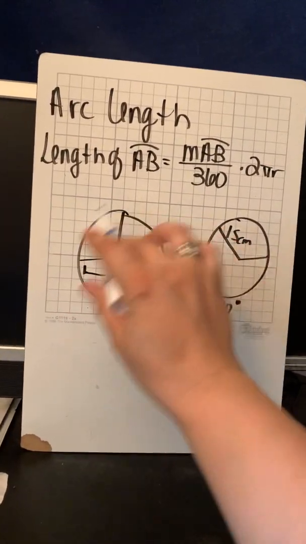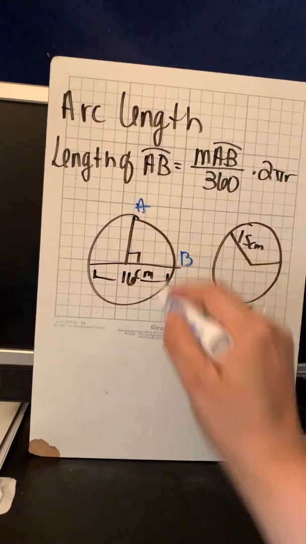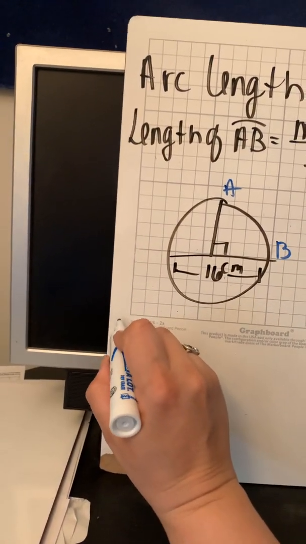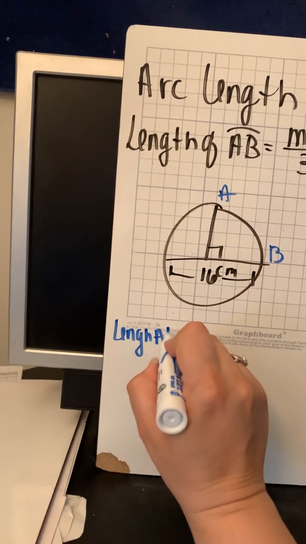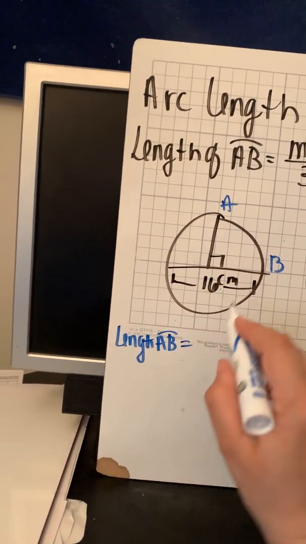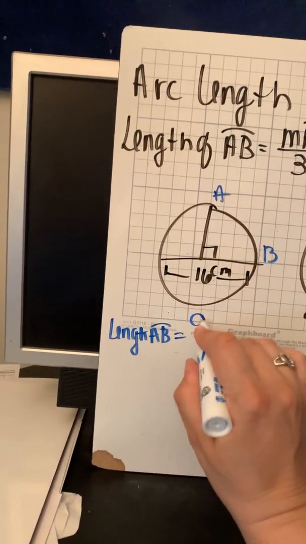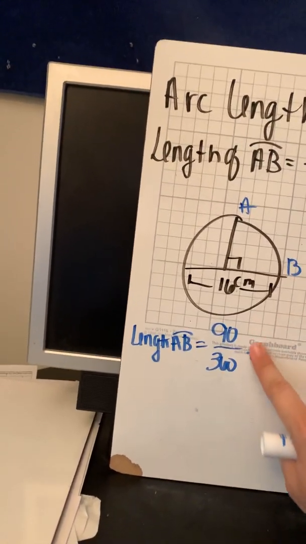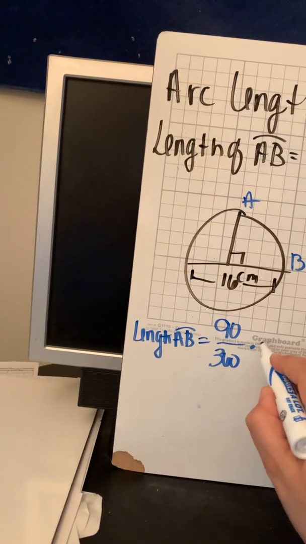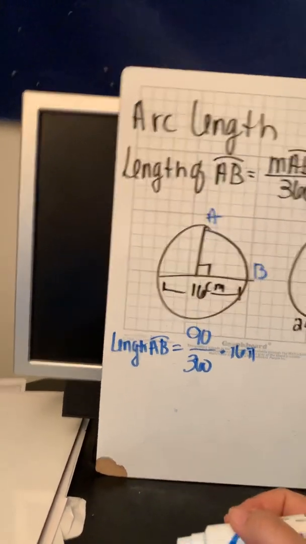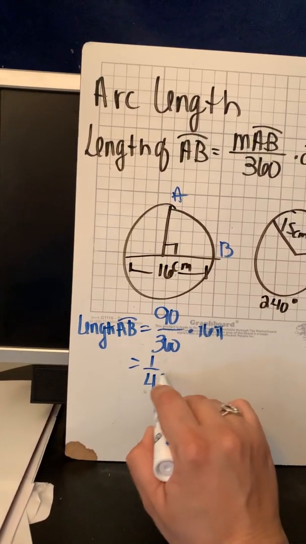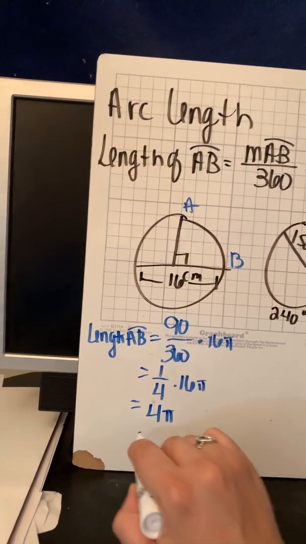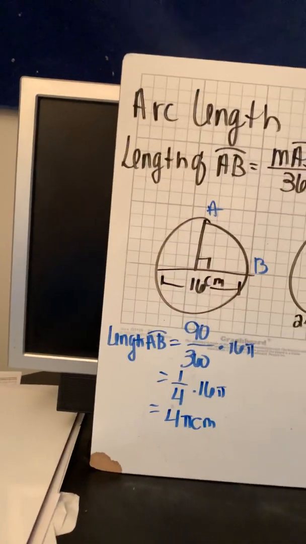So right here, let's say we have this circle and I want to find the length of AB. So we're going to find the length of AB, equals, what's that angle right there? 90 all over 360 times 2 pi r, or pi diameter. I'm going to use pi diameter since I have my diameter, times 16 pi. 90 over 360 is 1/4 times 16 pi. 1/4 of 16 is 4 pi. So that is the length of that arc.